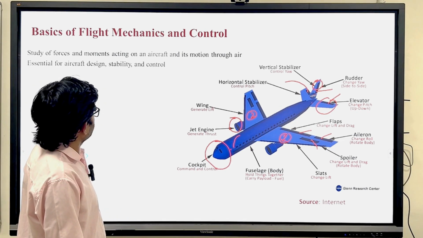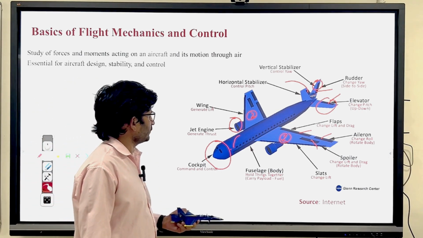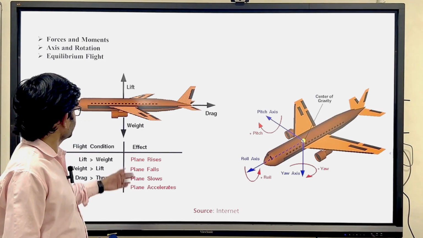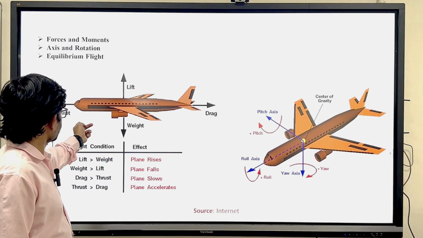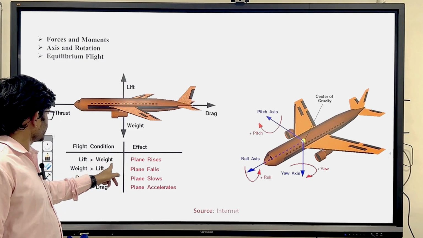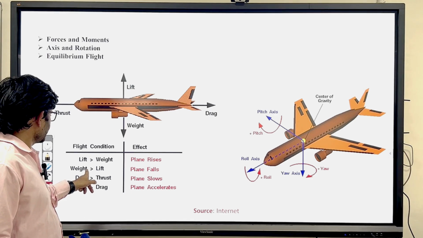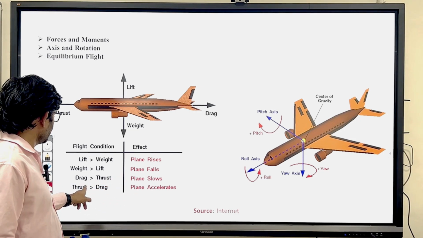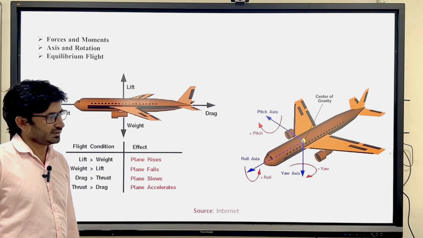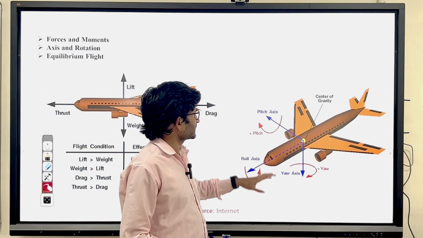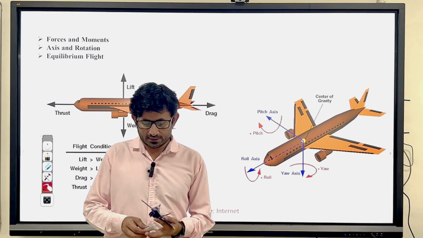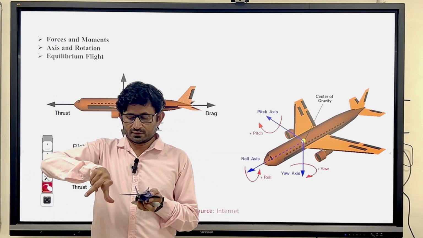And since we are talking about forces and moments, we have to understand the force and moment directions here. Now as I said, lift equals weight and thrust equals drag. If lift is greater than weight, the plane will rise. If the weight is greater than lift, the plane will fall. If the drag is greater than thrust, the plane will slow down, and if the thrust is greater than drag, the plane will accelerate. Okay, I explained. Now you can understand the axis system of the aircraft. For example, take your hand like this.